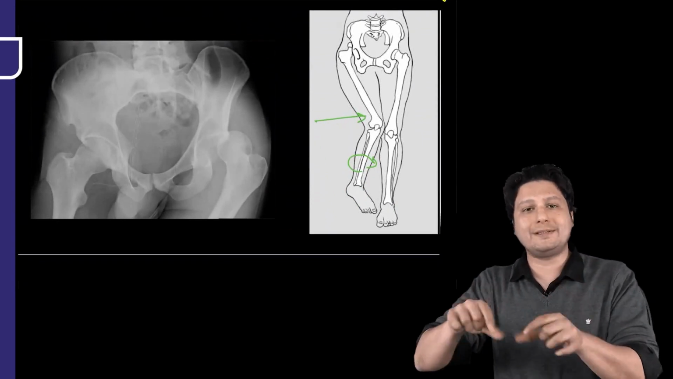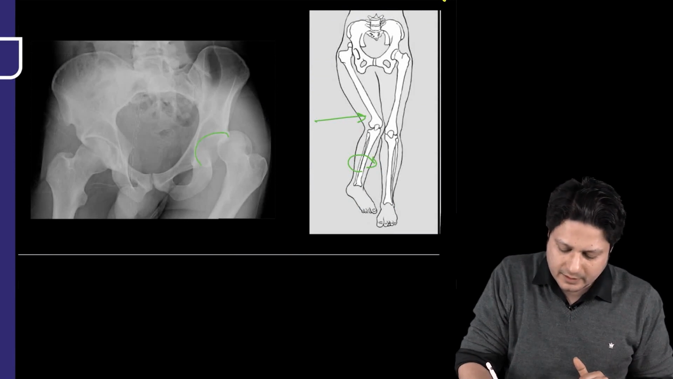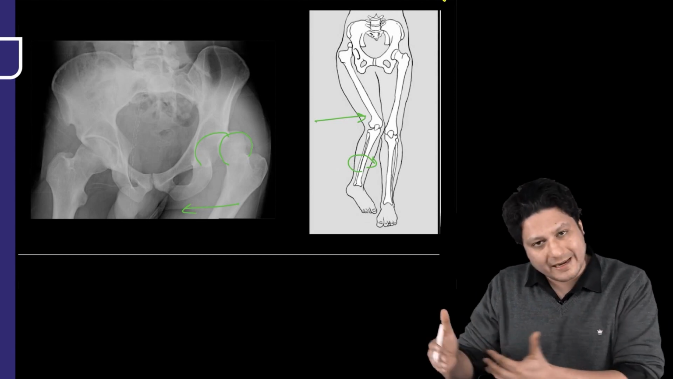Now, how will it look on the X-ray? As you can see, this is the acetabulum and this is the head of the femur, and the thigh seems to be adducted.